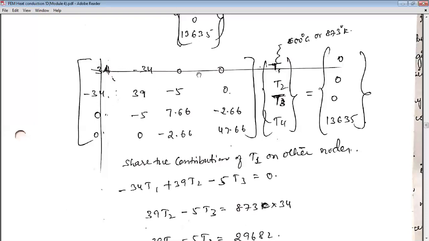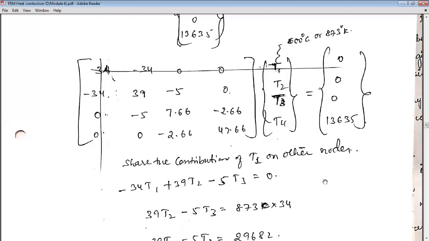Okay, so I'll be writing this equation: minus 34 into T1. This is a very, very important row. Minus 34 into T1 plus 39 into T2 minus 5 into T3 plus 0 into T4 is equal to 0. This row I have taken, the second row. Okay, share the contribution of T1 on other nodes, the effect of temperature on other nodes. You have to consider the second row for modification.